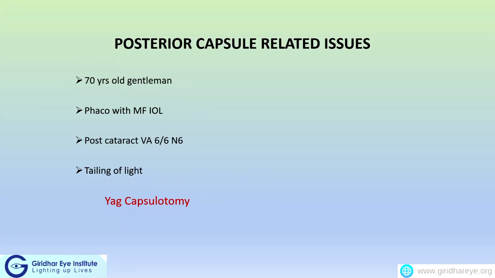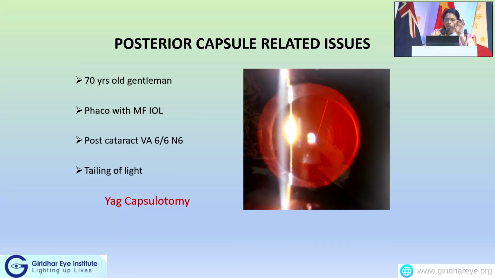Thank you, Dr. Soni. So I'll be dealing with posterior capsule issues and capsular phimosis. This 70-year-old gentleman underwent phacoemulsification with multifocal IOL implantation. Post-cataract surgery, his unaided visual acuity was 6/6, but he complained of tailing of light. On examination, the multifocal IOL was well centered with uniform overlap of the capsular axis all around, and the anterior chamber was quiet. But there was a linear fold on the posterior capsule which was causing these symptoms. And after YAG capsulotomy, he was relieved of symptoms.